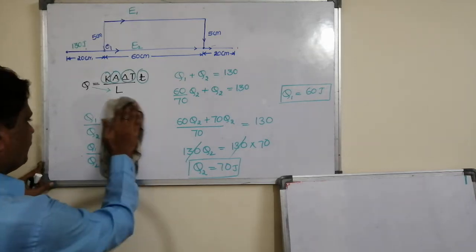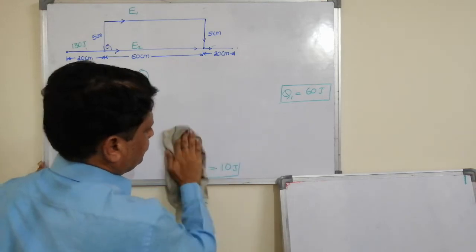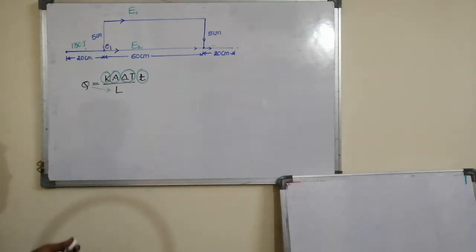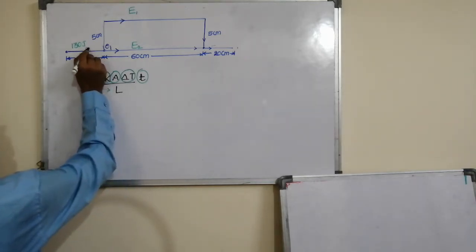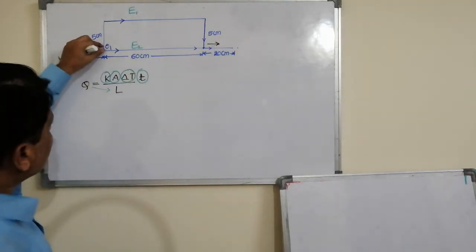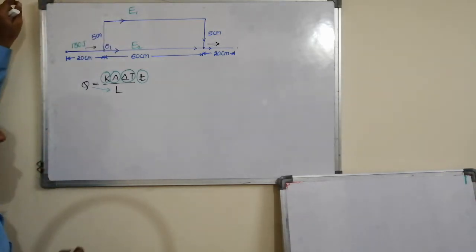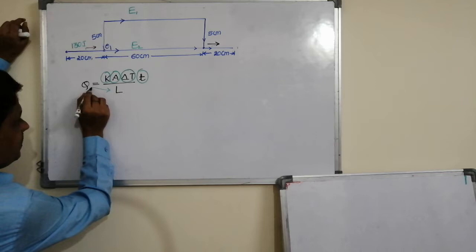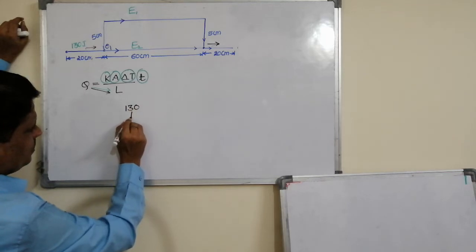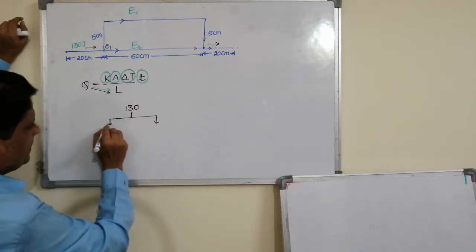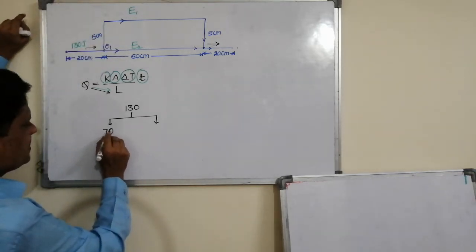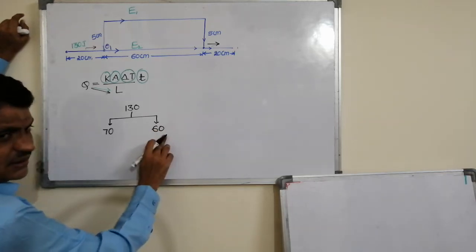Second method. It is our first method, the normal way of solution. Second method. As you know, here 130 joule enters and here 130 joule exits. Means this 130 is dividing into 2. That 130 joule depends on length. Therefore, 130 should be divided into 2 in terms of length. One is 70, another is 60. 70 and 60, if I add, it will be 130.